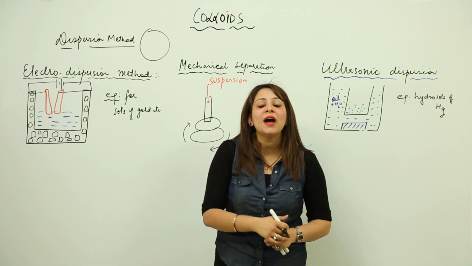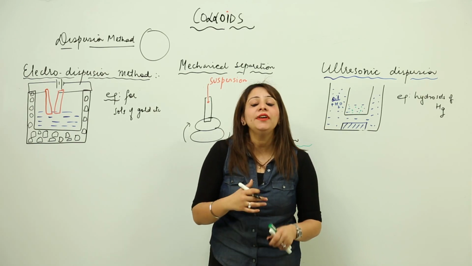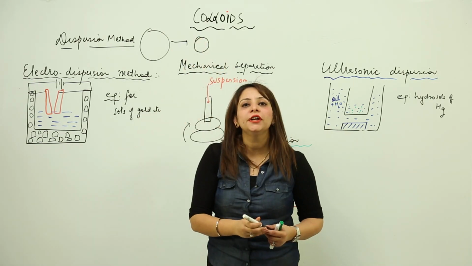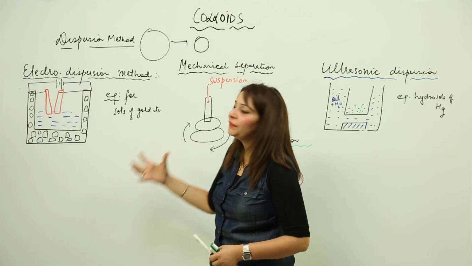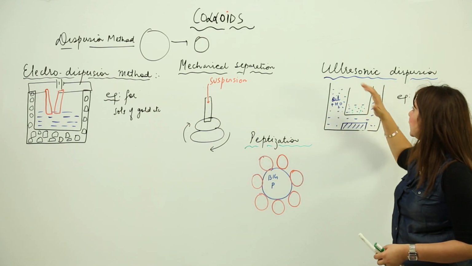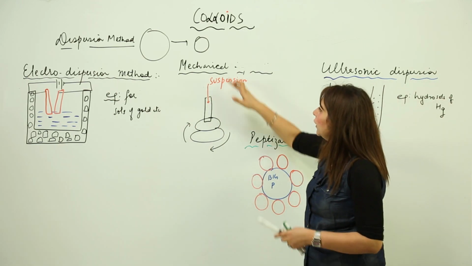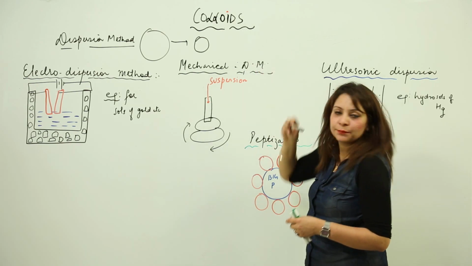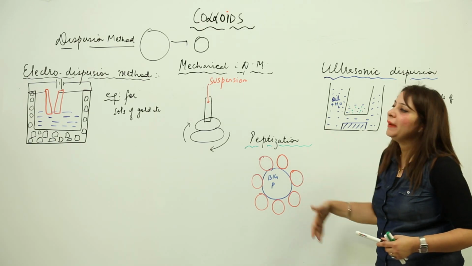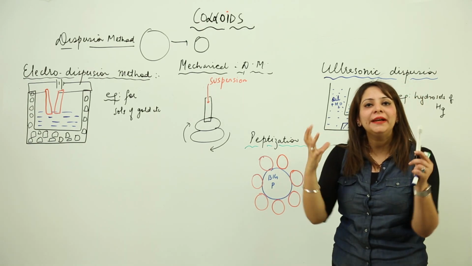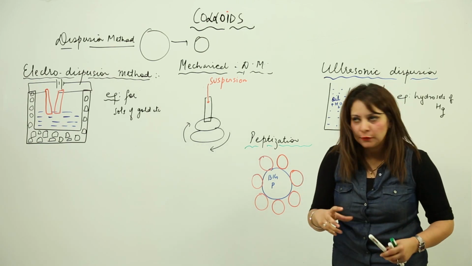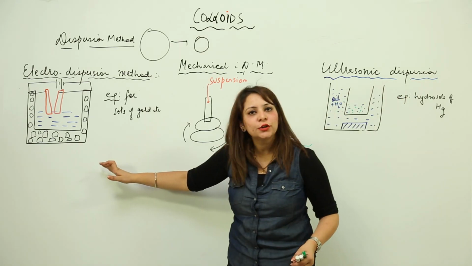So here we wish to have a colloidal solution of this particle, and how can we have that? We can have it by breaking it into particles that fall under the range of colloidal particles, right? For this we have different methods: electrodispersion, mechanical dispersion, the third is ultrasonic dispersion, and last is peptization. So these are the four methods that involve breaking the bigger particle into particles that fall under the range of colloidal particles.